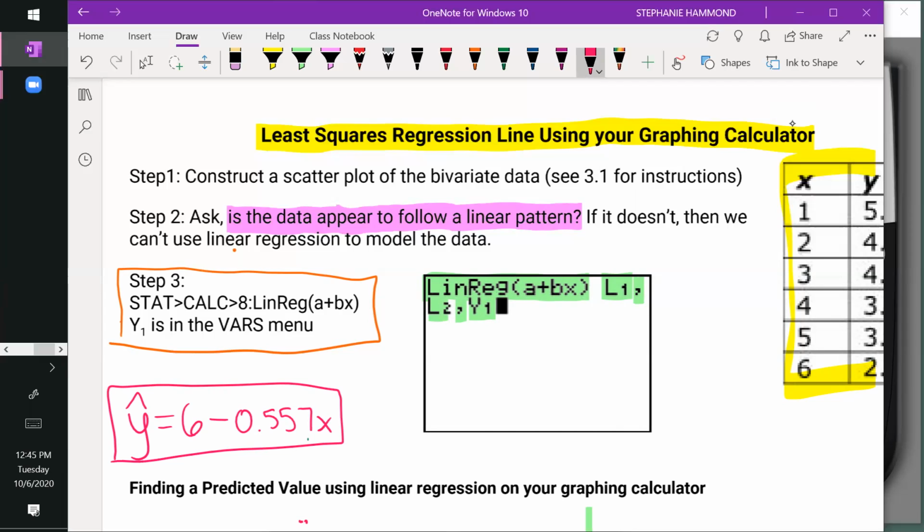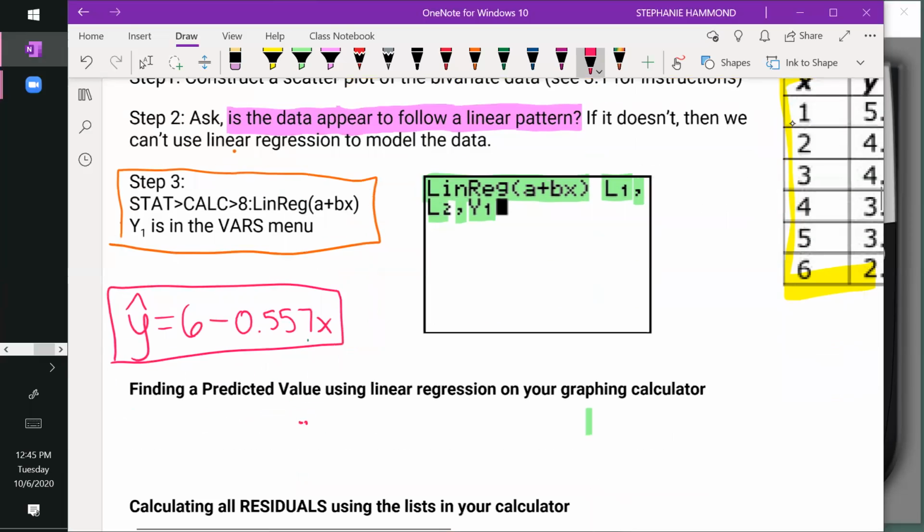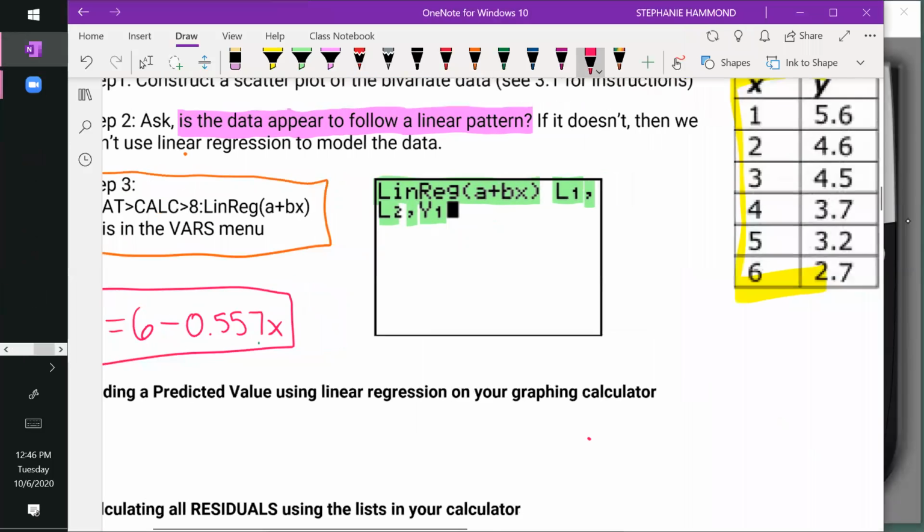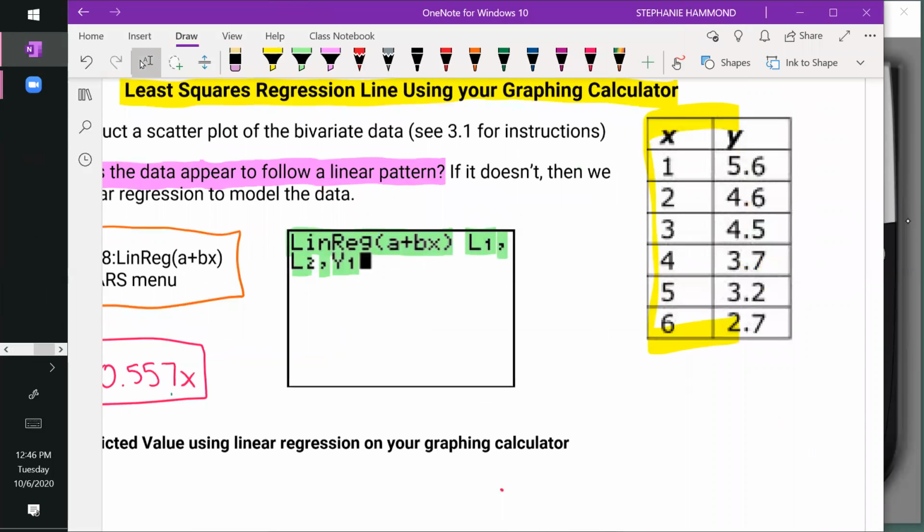Let's see. So the next thing it asks us to do here is to find a predicted value using the linear regression on our graphing calculator. So now to find a predicted value, let's go back to the calculator. And first of all, let's go ahead and look and see what can we predict. We can't predict anything. Remember, I can only make predictions for my observed domain of X values. So whatever I predict has to be between 1 and 6. If I were to try to make a prediction for, say, when X is 10, your calculator would say, okay, sure, yeah, it's -2. But that's extrapolation because it's outside of our observed X values. So we cannot do that.